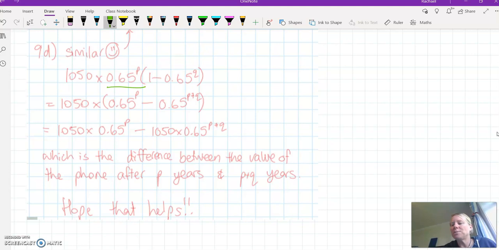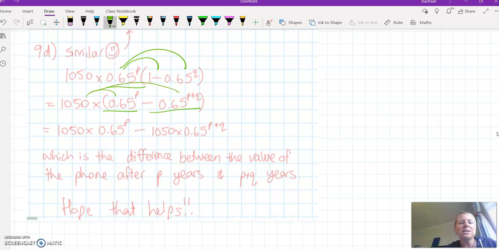Then for question D, we're told that he calculates this whole thing here, and then again, with reference to the value of his phone, explain what Andrew is calculating. This is the same deal as before. We can expand out these brackets, first by the 0.65 to the power of p, multiplying it by the 1, and then by the 0.65 to the power of q. You end up with these two terms, the power of p and then the power of p plus q, and expanding out again by the 1,050, you'll end up with two separate expressions.